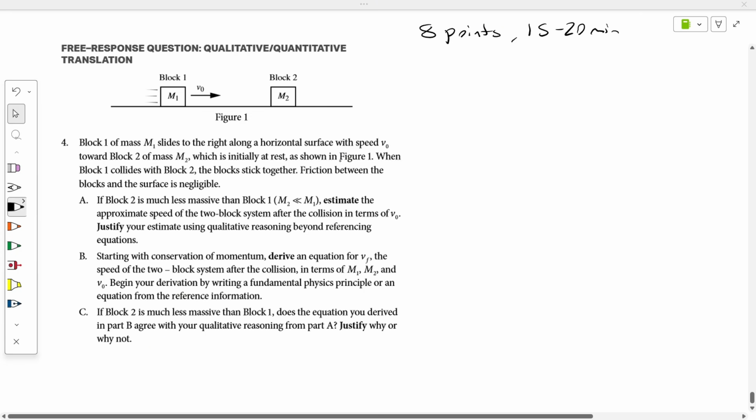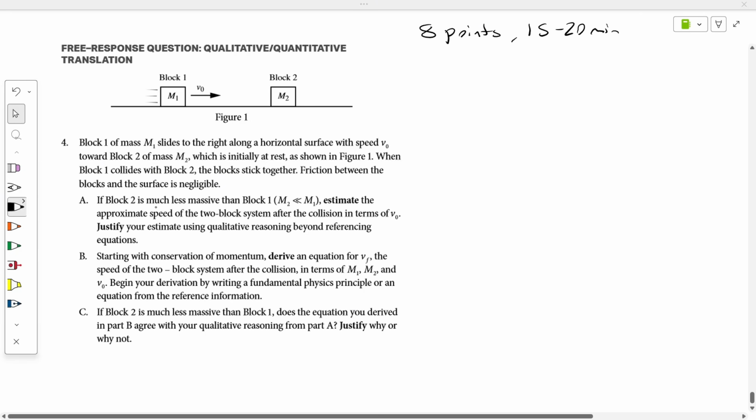So we have a block of mass m1 slides to the right along a horizontal surface with speed v0 towards block 2 of m2, which is initially at rest, shown in figure 1. When block 1 collides with block 2, they stick together. The friction between the blocks and the surface is negligible.